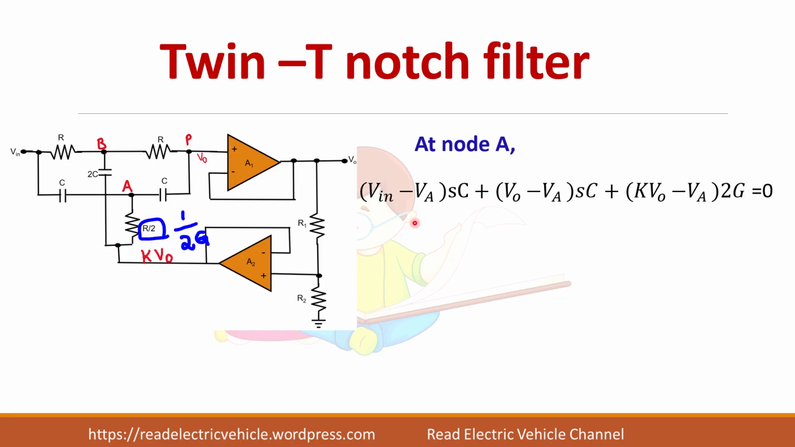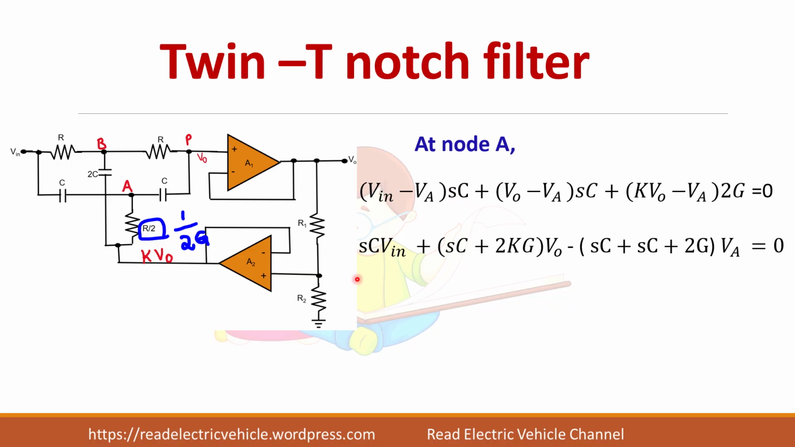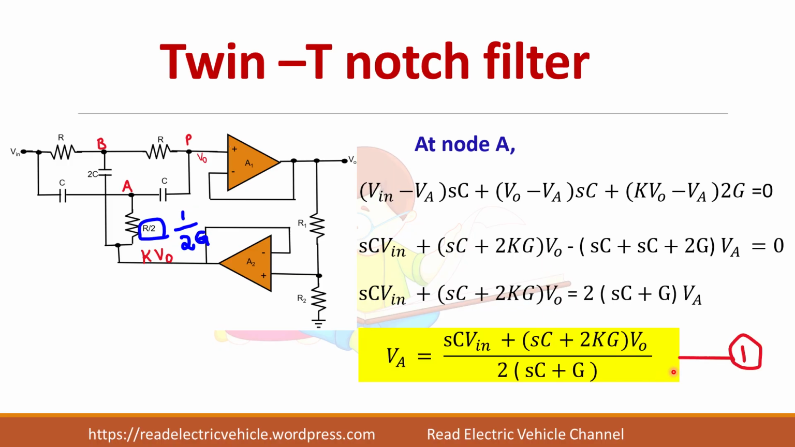From this, we can separate the Vin part. For Vin we have only SC. For V0 we have two components, SC here, 2KG plus SC, and for VA you have SC, another SC, plus this 2G. So from this we can find VA. If we simplify we will get VA. So we got one equation.